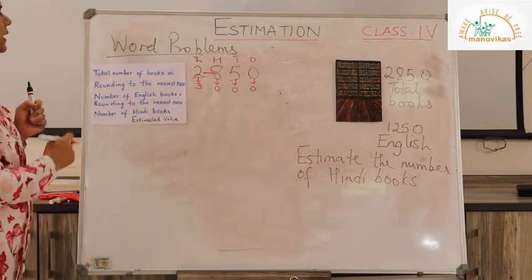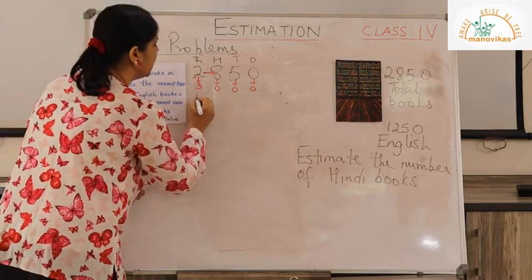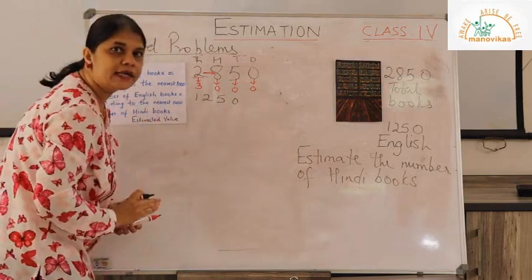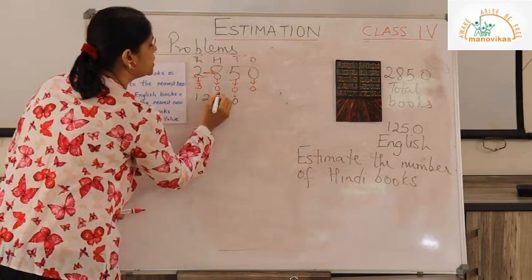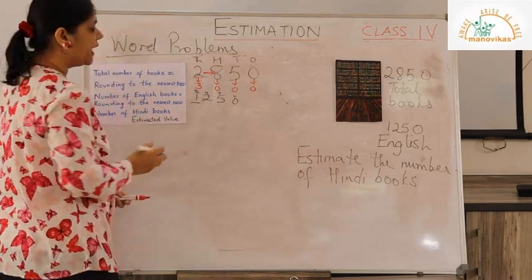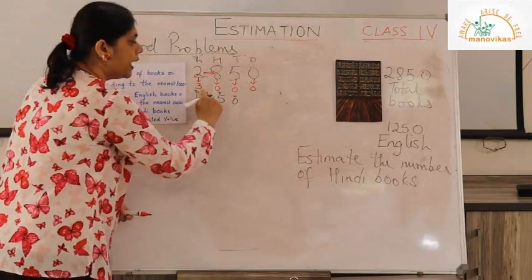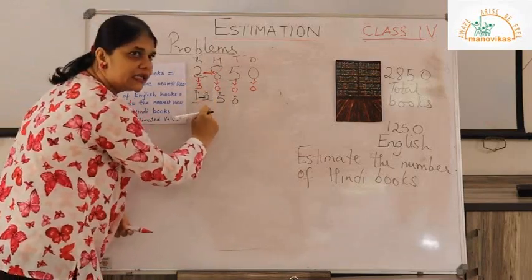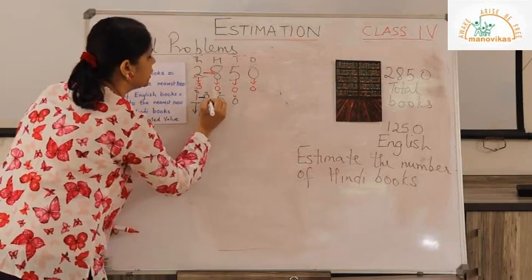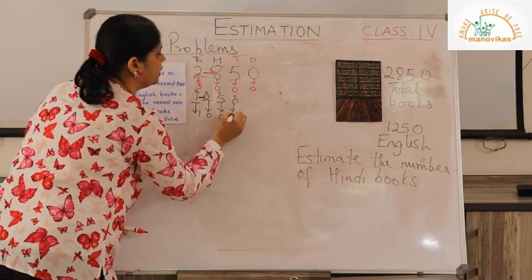Now, let us see the number of English books. The number of English books given is 1,250. Again, let us round it to the nearest thousand. Correct? Now, underline the digit in the thousands place and look at the digit in the hundreds place. So again, the digit in the hundreds place is less than 5. So this will not change. The rest will become 0, 0 and 0.